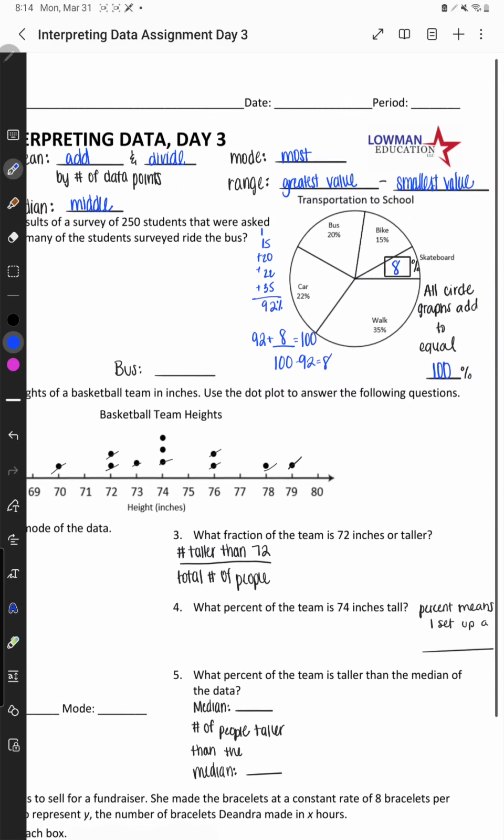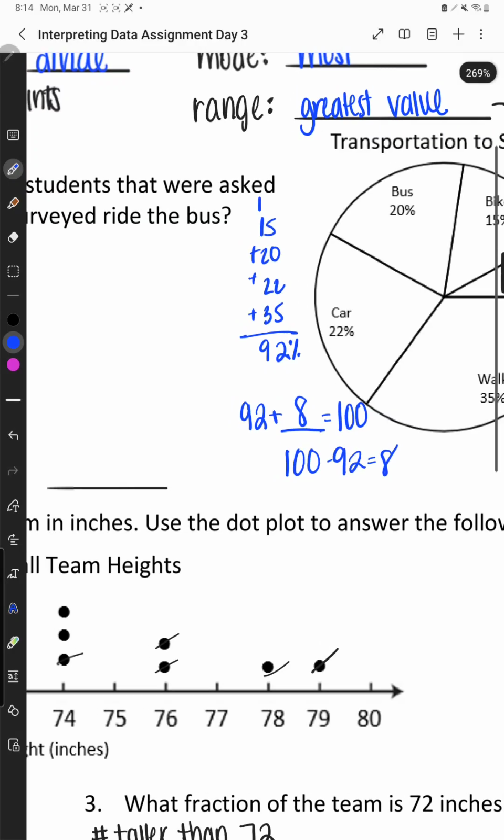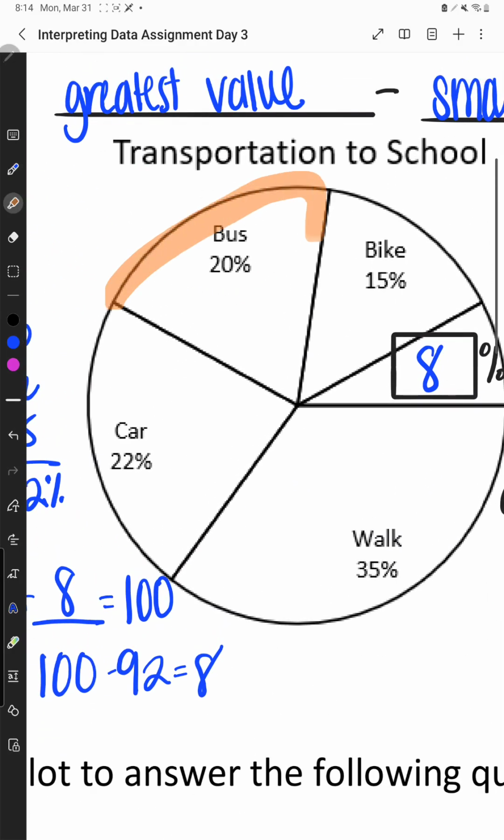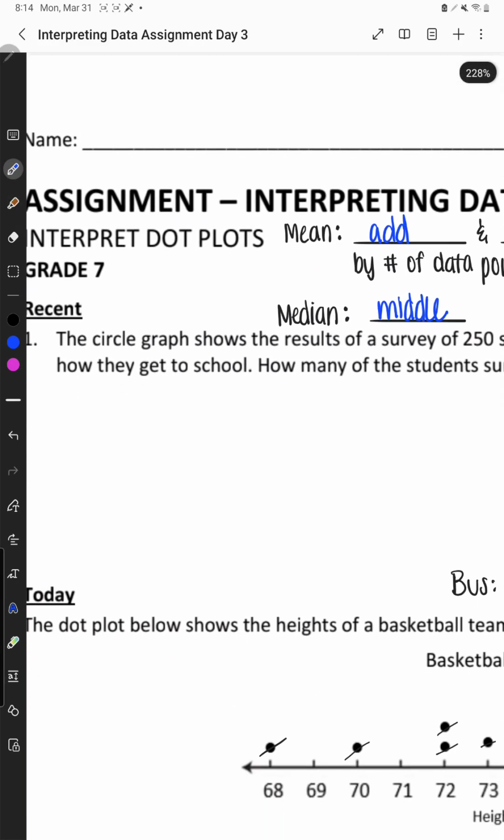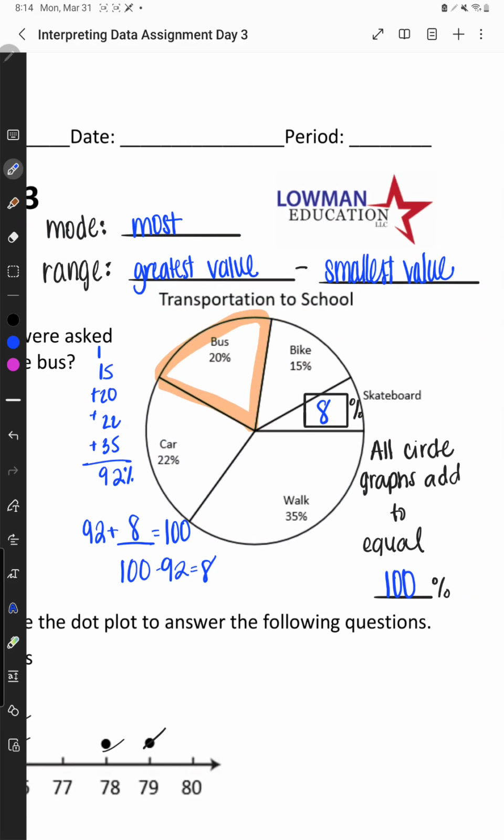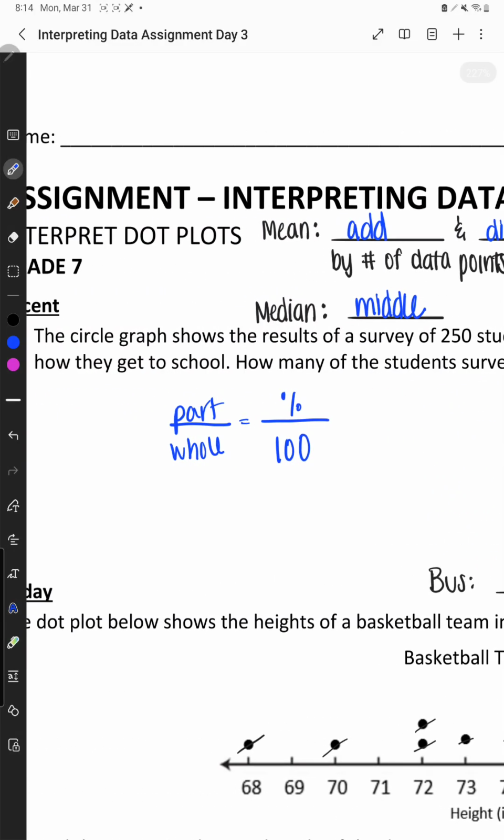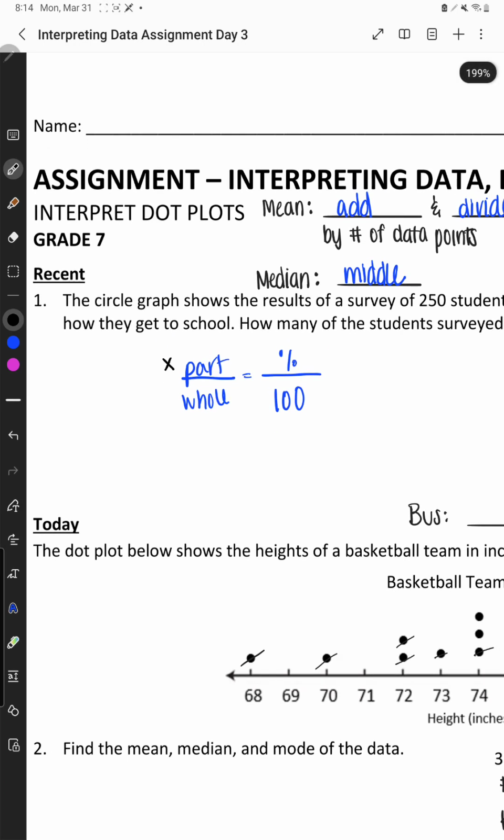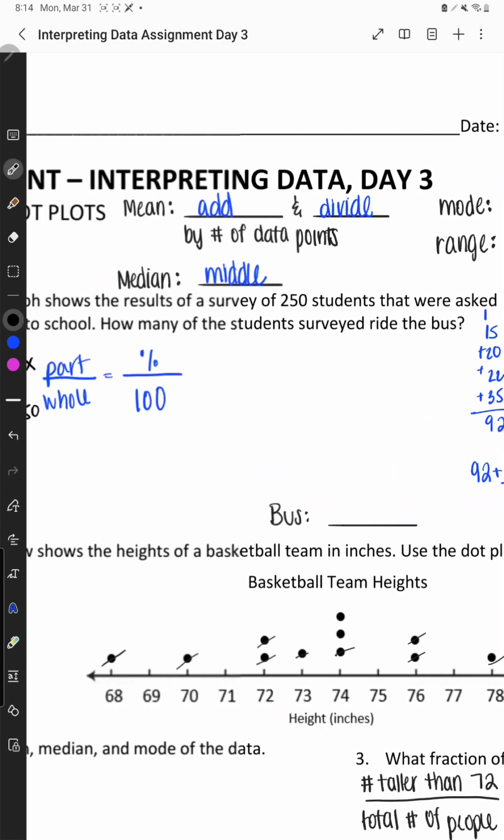Now, it wants to know how many people ride the bus, so we kind of just did that right there as a practice. Now, if you take a look at bus, we know that 20% of people ride the bus. Well, what do you do whenever you see a percent? You set up a proportion. In this case, nothing changed, so I have a part over whole equals percent over 100. I don't know what my part is. I don't know how many students rode the bus, so I'm going to put X there. I do know my whole, that would be the total number of students, which is 250. And then I do know my percent, which is 20.